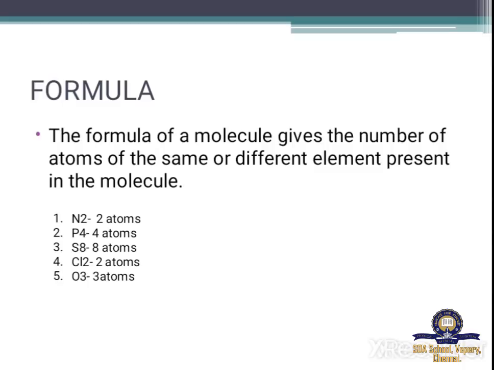For sulfur, the formula of a sulfur molecule is S8. Here it has 8 atoms. For the chlorine molecule, it has 2 atoms. Finally, for the ozone molecule, it has 3 atoms.